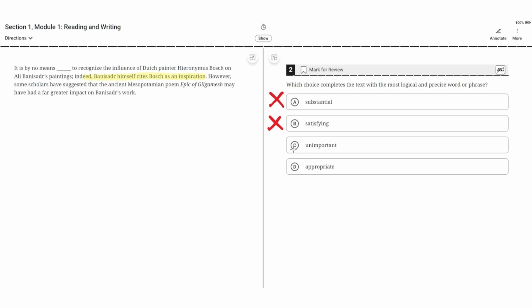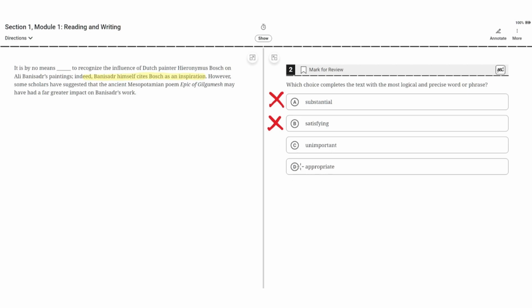C, unimportant. This seems to be correct because it would imply that it's not unimportant to recognize the influence of Bosch on Benisadr's paintings, and the second sentence reaffirms this by saying that although it's not important, this other work may have had more influence on Benisadr's paintings. So C seems to be the correct answer.